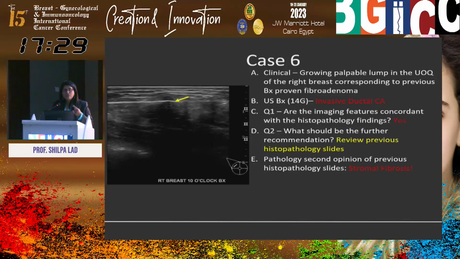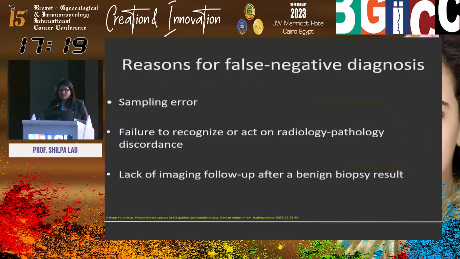So we asked to review the previous histopathology slides, and this time the pathologist said, probably it was not a fibroadenoma, it was stromal fibrosis. So what exactly is this stromal fibrosis? These and some other questions are something that we're going to look at in the next 20 minutes, okay? What are the reasons for false negative diagnosis? Sampling error, failure to recognize and act on radiology pathology discordance, and lack of imaging follow-up after a benign biopsy result, okay?